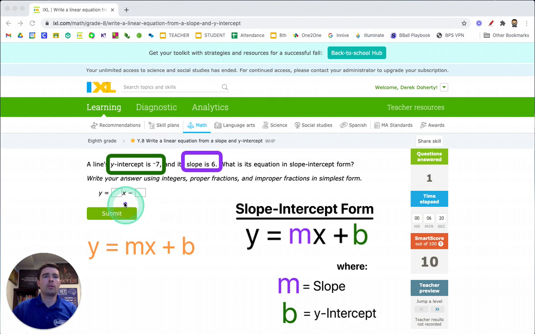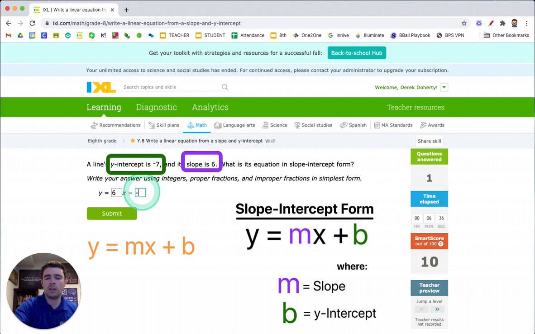So here it's important to remember the slope. Even if they tell us the slope second, the slope is always going to be the rate of change. It needs to multiply with the x or be the coefficient with x. So we're going to put a 6 there. And they also tell us the y-intercept is -7.